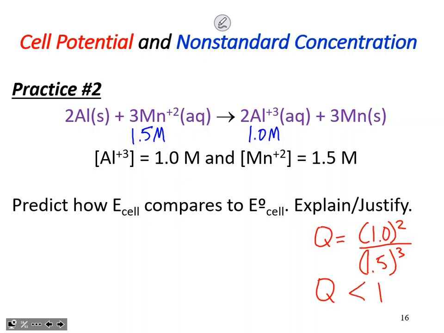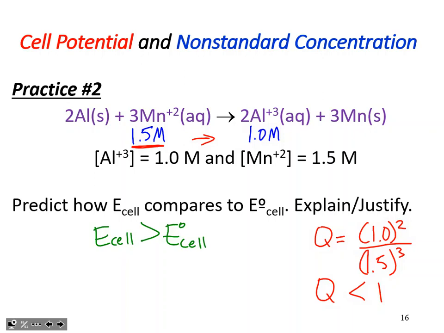So yeah, it's going to go this way this time. And it makes sense now because now we have more reactants. So it should be driven to the right. And therefore, when we drive it to the right, the non-standard E cell is going to be greater than the standard E cell because we're going to the right there. So it should be a little bit higher value and voltage.